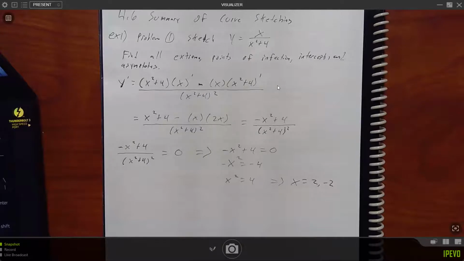So what do you do with the derivative again? You set it equal to 0 to find the intercepts? The critical numbers, the possible extrema. Oh, okay.